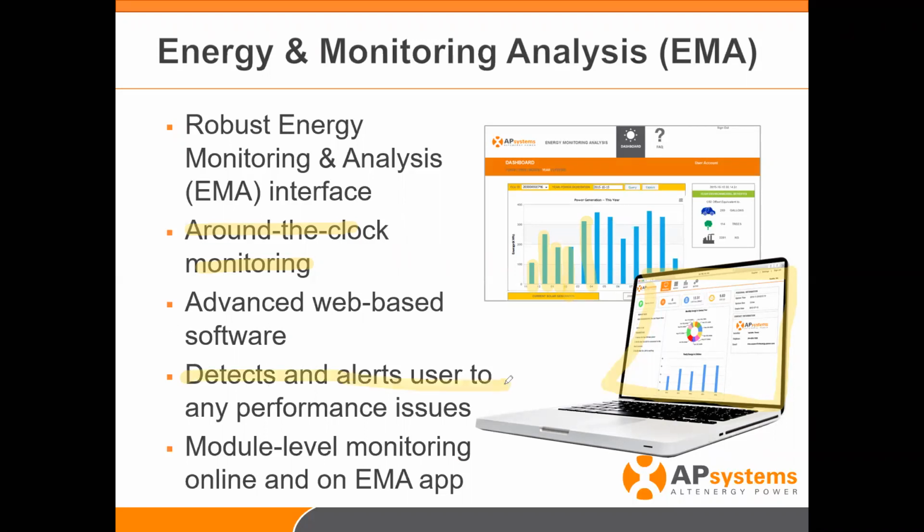The nice thing is it detects and alerts users to any performance issues. This is a nice feature as well. So if there are any issues on the roof, both residential and commercial, the issue has to persist for 3 days consistently. If the issue continues to persist for 3 days, you, the installer, will get a notification of the issue, not the homeowner, not the site owner. You're able to go into the EMA or your online portal, take a look, and verify the issue.